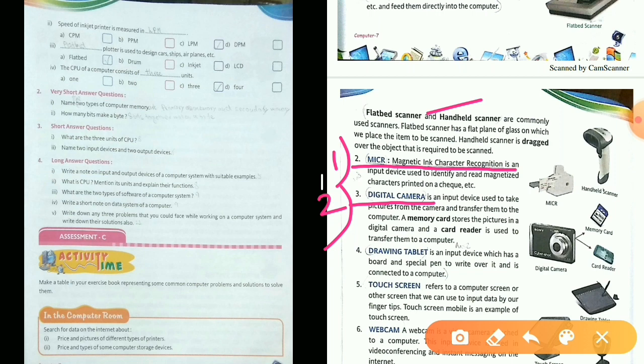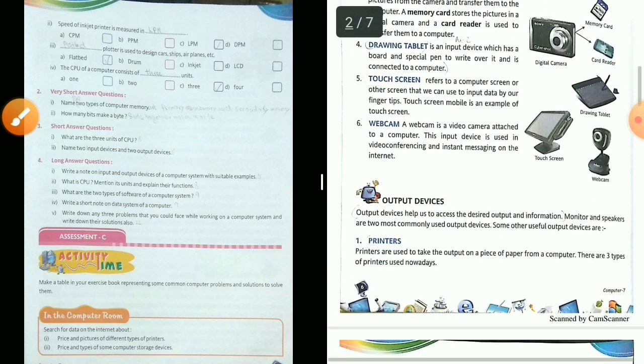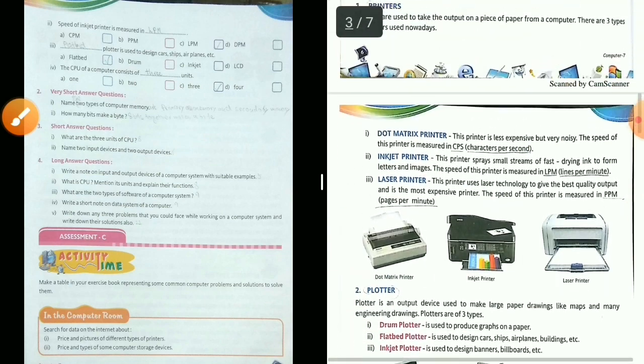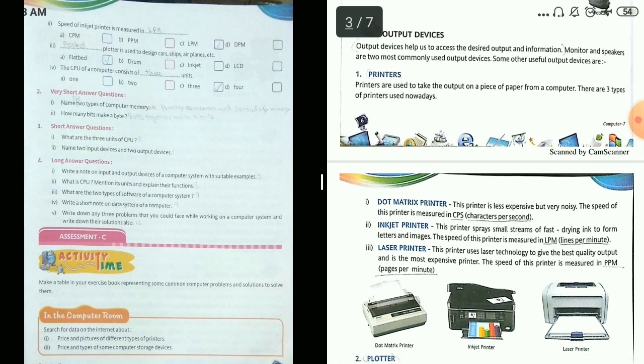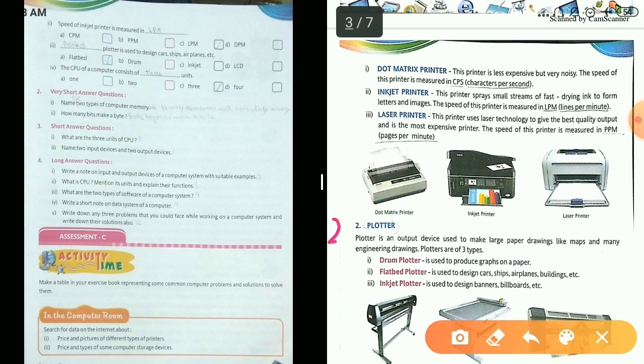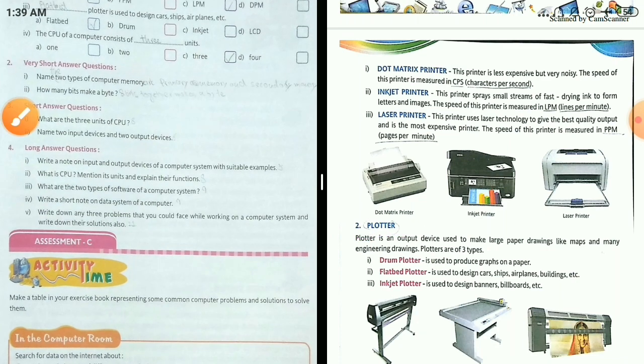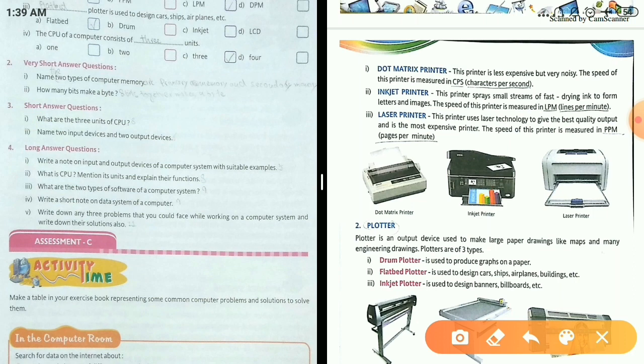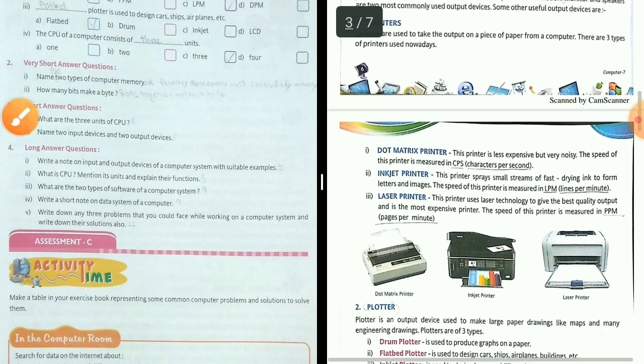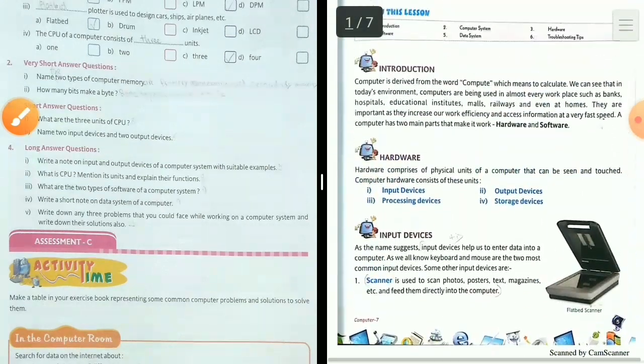And then afterwards in the next line write down the two output devices are. Now from here you can write down any two output devices. You can write down these ones. First one, write down printers, and then afterwards write down this plotter. Only the names you have to mention. Okay, now moving forward with your long answer, see the first one. Write a note on input and output devices of a computer system with suitable example. Okay, now turn on your page number 5 over here.